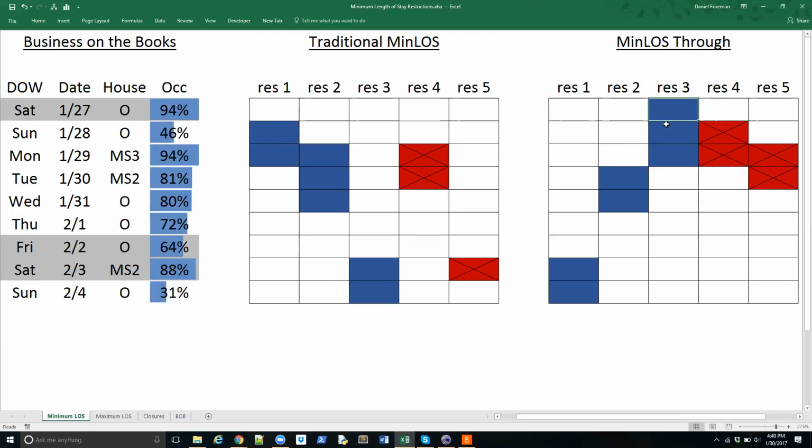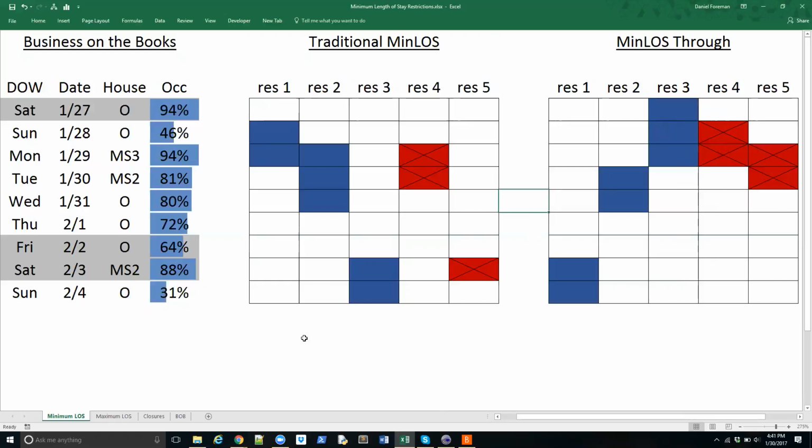So this Saturday, this reservation 3, this Saturday night, Sunday night, Monday night reservation, they can book because they are a 3-night stay. This 2-night stay arriving on the Monday where the min stay 3 is, obviously that one doesn't work either. So that's just a little added nuance that min stay through forces the guest to at least stay 3 nights, you know, if they're touching that Monday at all.